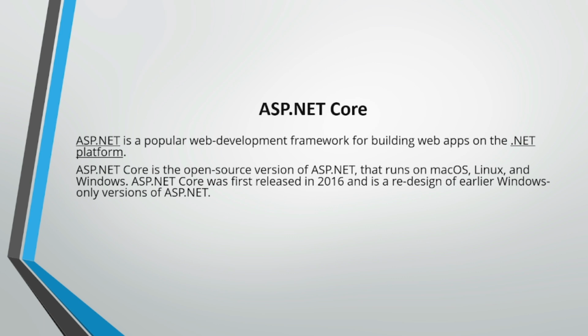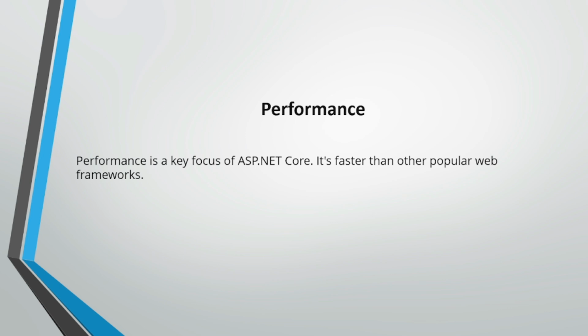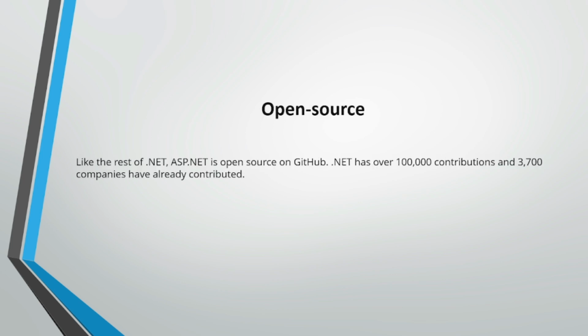Let's talk about the performance of ASP.NET Core. Performance is a key focus of ASP.NET Core. It's faster than other popular web frameworks because it is the latest version of ASP.NET and its performance is much faster than the old one, and it's open source also. Like the rest of .NET, ASP.NET Core is open source on GitHub. .NET has over 1 lakh contributions and 3,700 companies have already contributed.